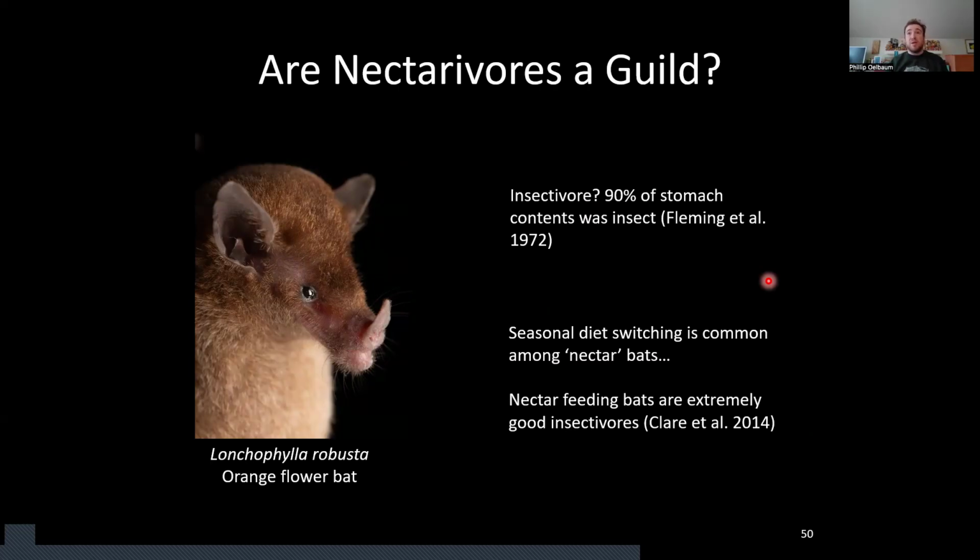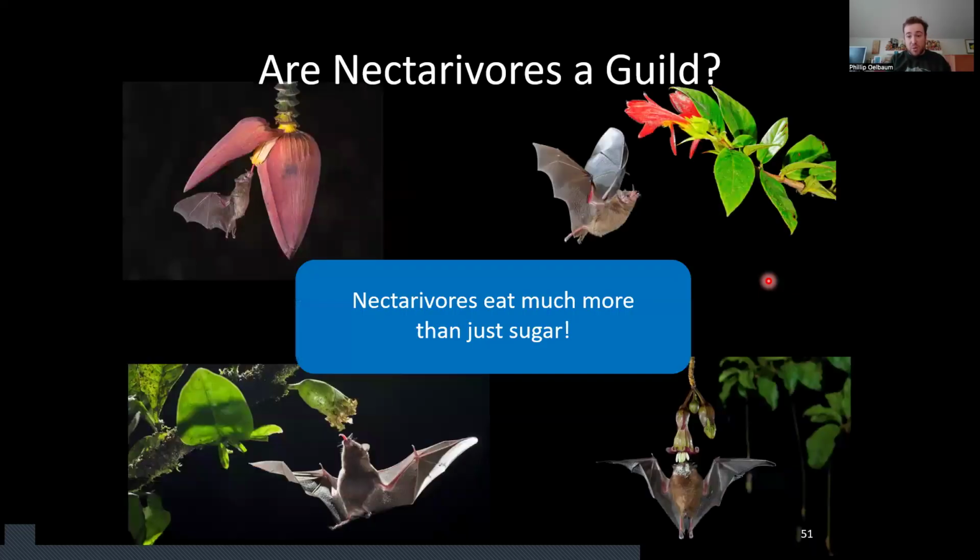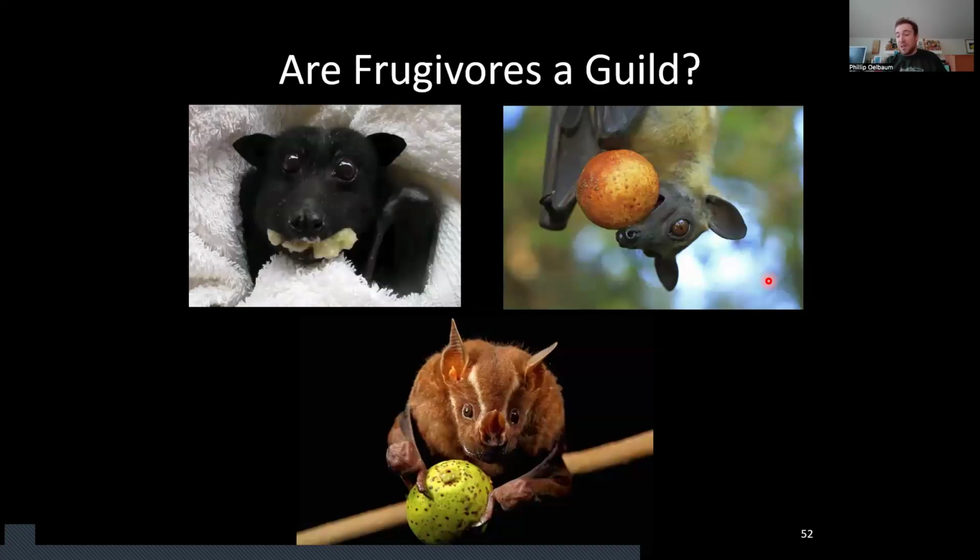So when we think about the dietary niche of these animals, it needs to extend beyond a single point in time. There are records of bats switching almost entirely into insects, like Anoura geoffroyi and Glossophaga mutica. We need to remember that these nectar feeding bats are extremely good at being insectivores as well. So when we're thinking about nectar feeding bats, just remember that they eat a lot more than just sugar.